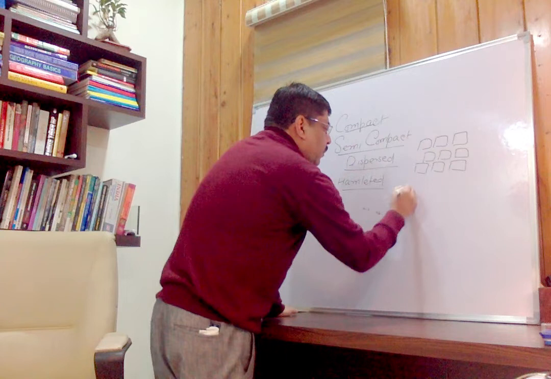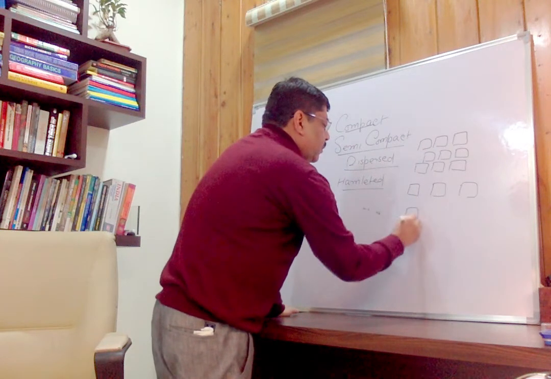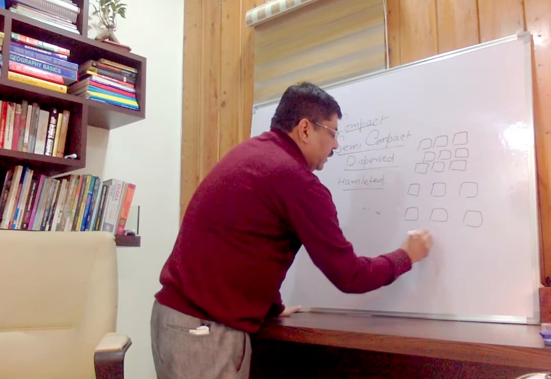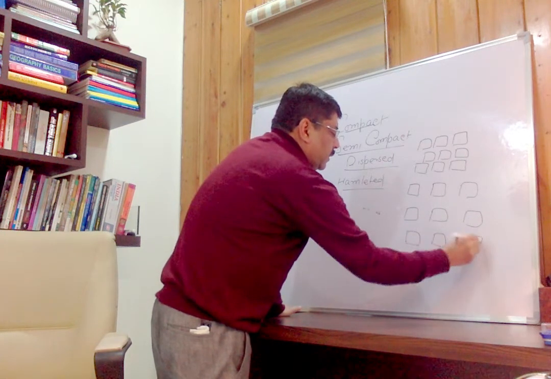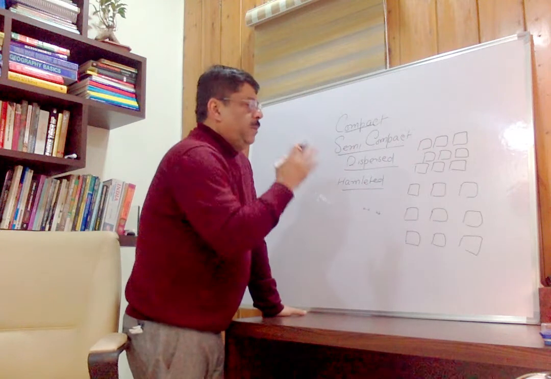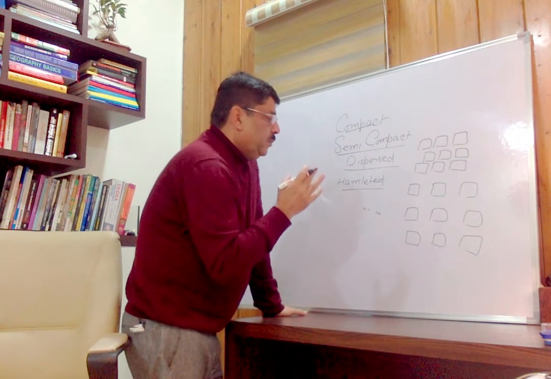Semi-compact is where they are situated a little far away. They are still dense, still compact, but it's semi-compact. There is some space between dwellings.